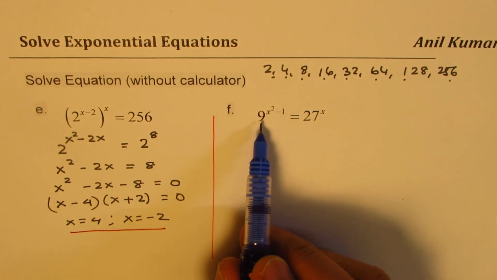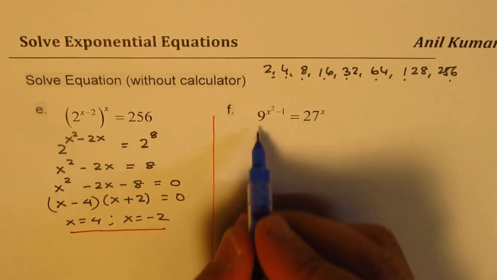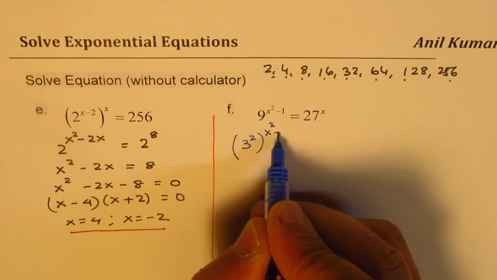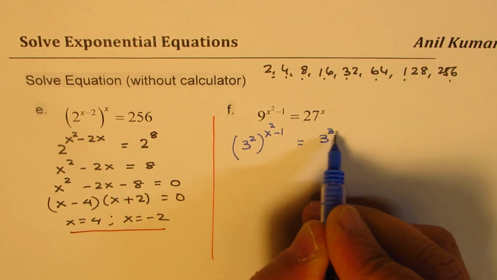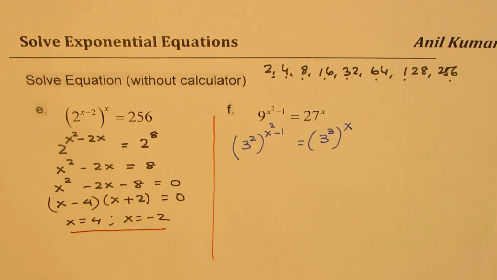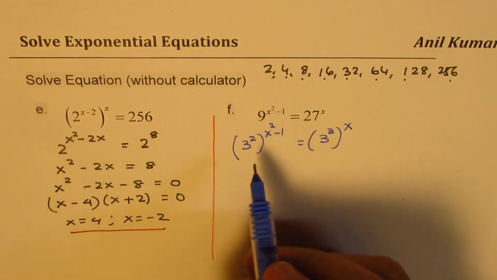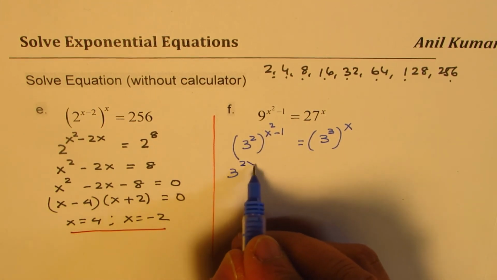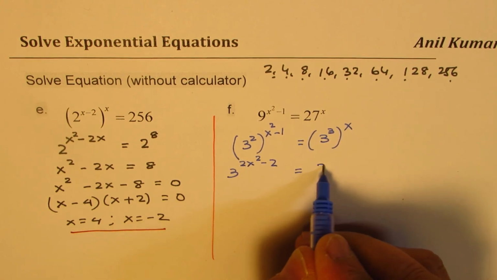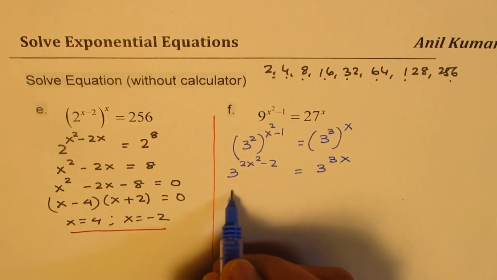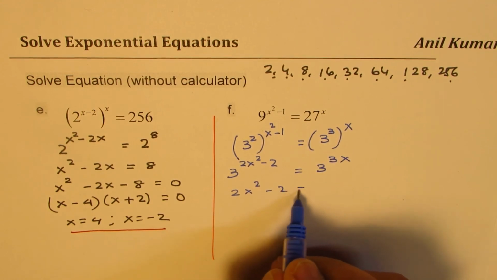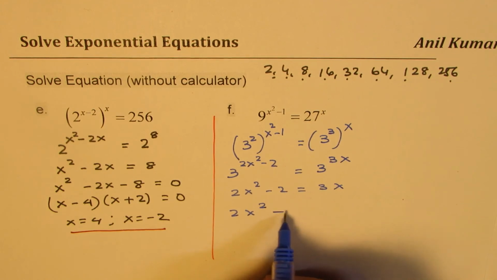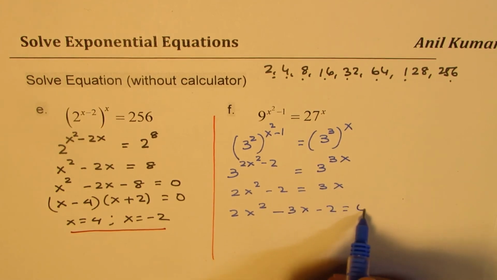So the strategy is to write them both in terms of 3, right? So 9 is 3 squared. So we can write 3 squared to the power of x squared minus 1 equals 3 cubed to the power of x. Now I think it's simpler to solve. So the exponents now can be equated. So we have 3 to the power of 2x squared minus 2 equals 3 to the power of 3x. So that means 2x squared minus 2 should be equal to 3x. So this quadratic equation becomes 2x squared minus 3x minus 2 equals 0.